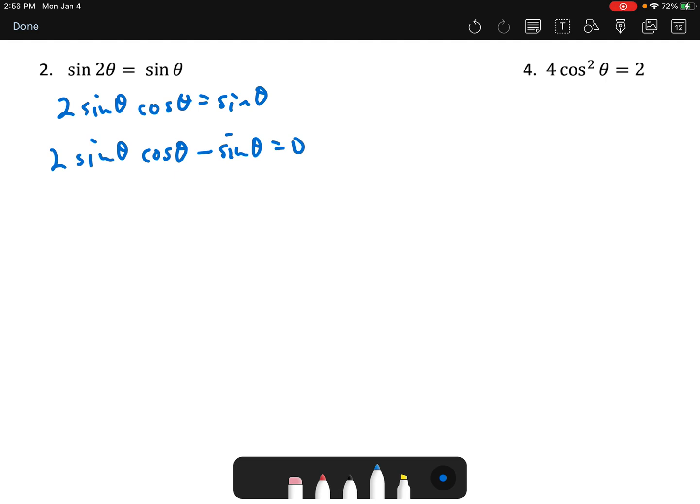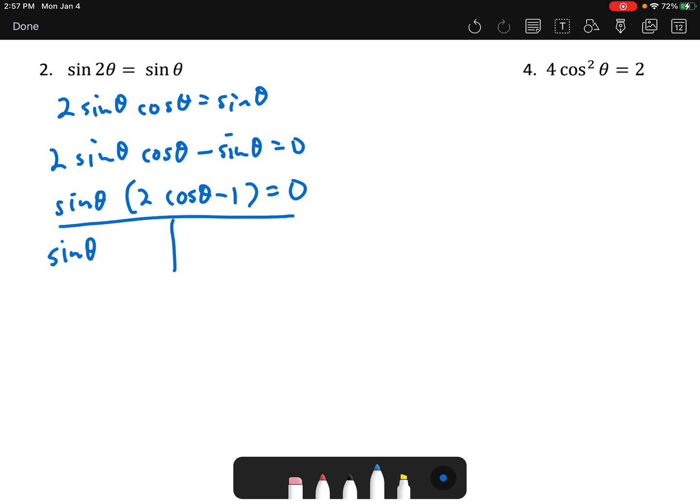So let's subtract sine from both sides, and then let's factor out a sine, GCF, and we're left with those factors. Take out a sine, you're left with 2 cosine minus 1. So now sine theta equals 0, and I'm just going to go ahead and do the math right away. Cosine theta equals a half. Add 1, divide by 2. So we're going to do the inverse sine and the inverse cosine.